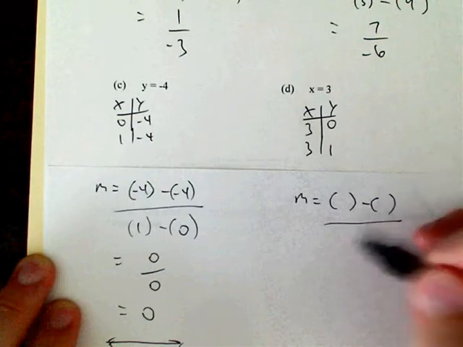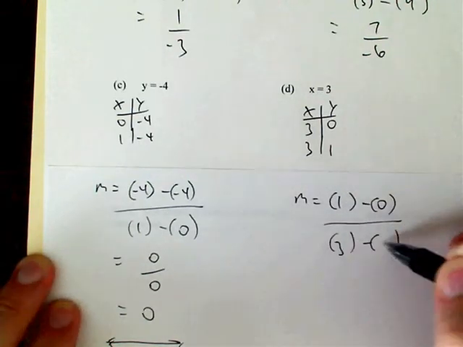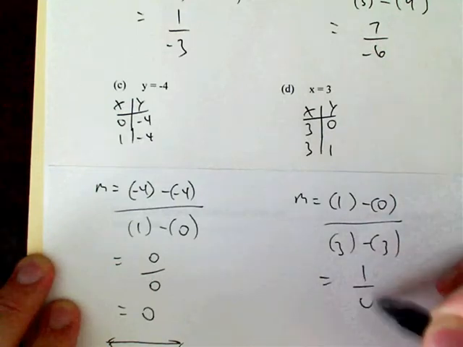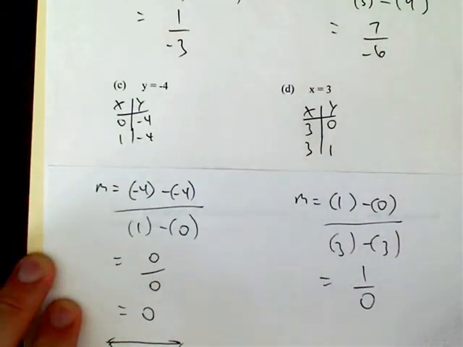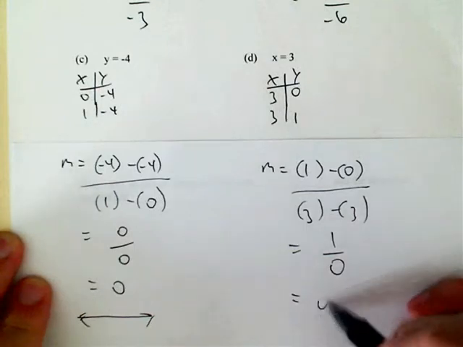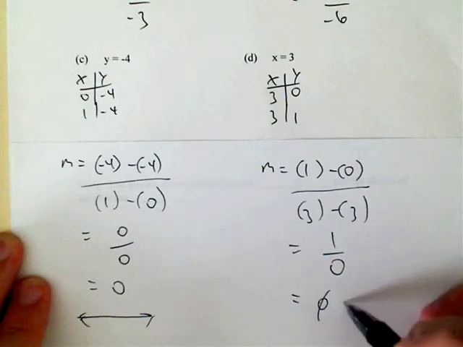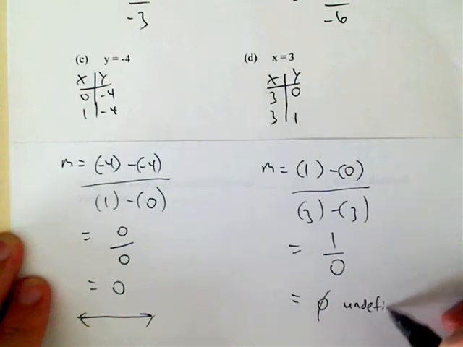We'll put the y's on top. X is on the bottom. And we get 1 over 0, and a lot of people miss this problem. They even miss it in calculus. Division by 0 is impossible. You can use a circle with a line through it, or just say undefined.